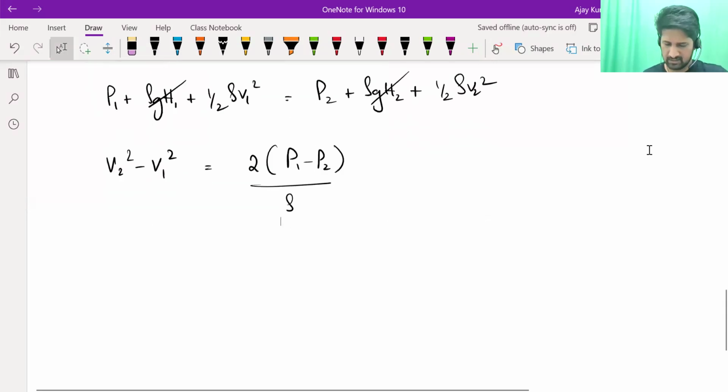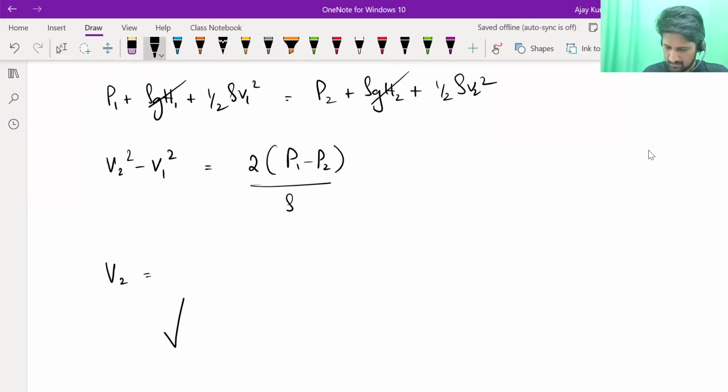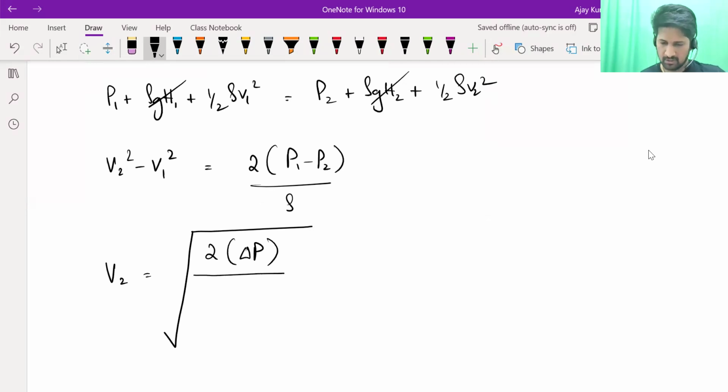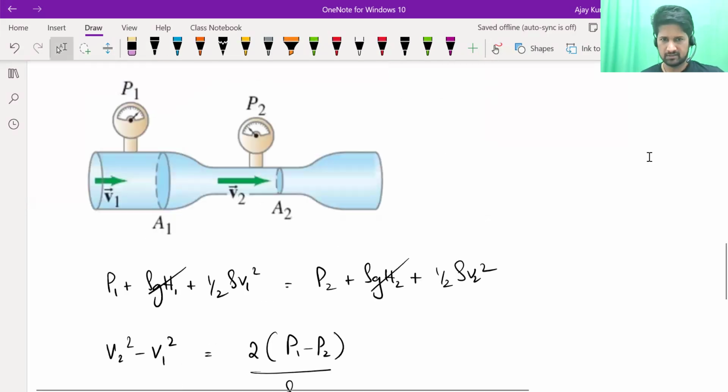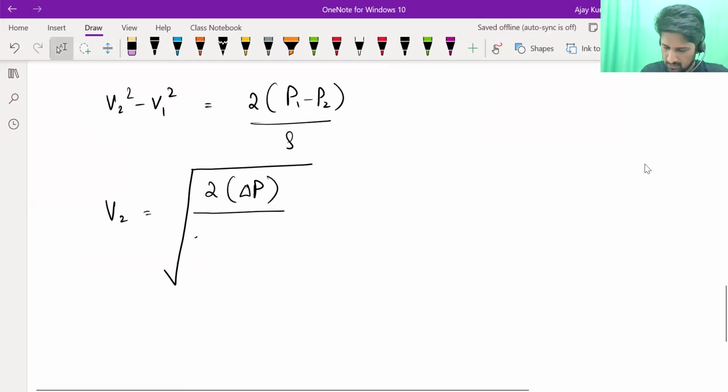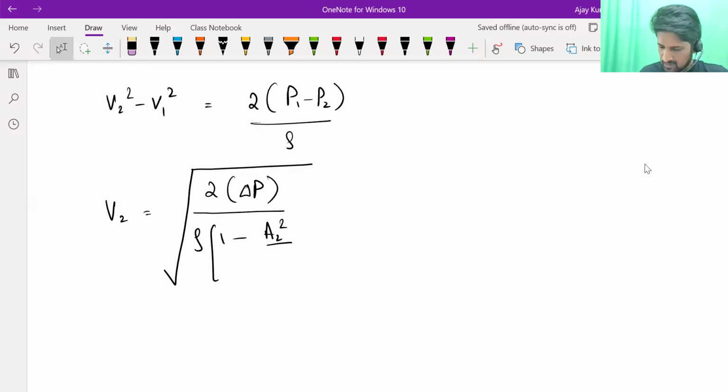Take common, send it that side. What you said is correct only. V2 will be under root 2 times delta P, I'm writing it as delta P, P1 minus P2, sorry. P1 will be greater, P2 will be lesser. So P1 minus P2 divided by rho into 1 minus A2 square by A1 square.